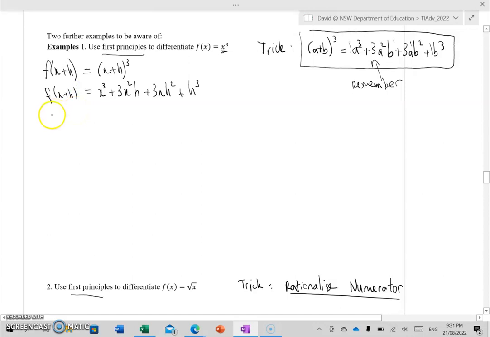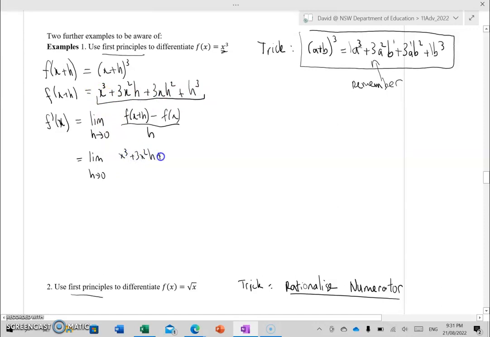Now we're going to write down our definition of the derivative. f dash of x equals the limit as h goes to 0 of our difference quotient, which is f of x plus h minus f of x over h. Let's substitute in. So, limit as h goes to 0. F of x plus h is here, so let's just rewrite it: x cubed plus 3x squared h plus 3xh squared plus h cubed. Now we've got to minus the whole function. The whole function is just one term, so we're minusing x cubed, and then over h.